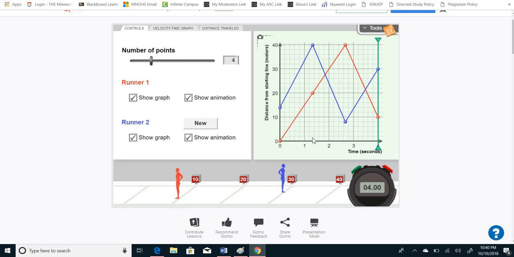And then again, remember, if we want to reset anything, we can hit this red button on the stopwatch and it'll move everybody back to their original starting points.